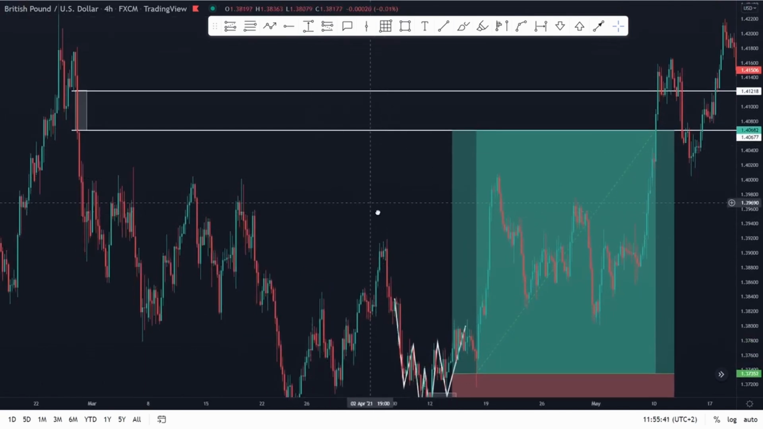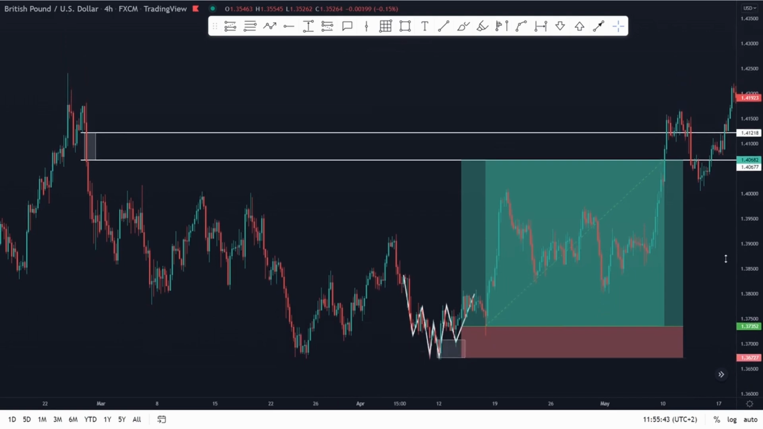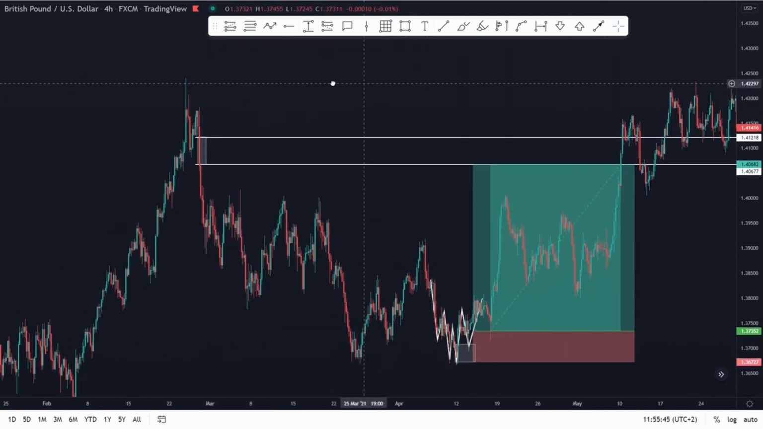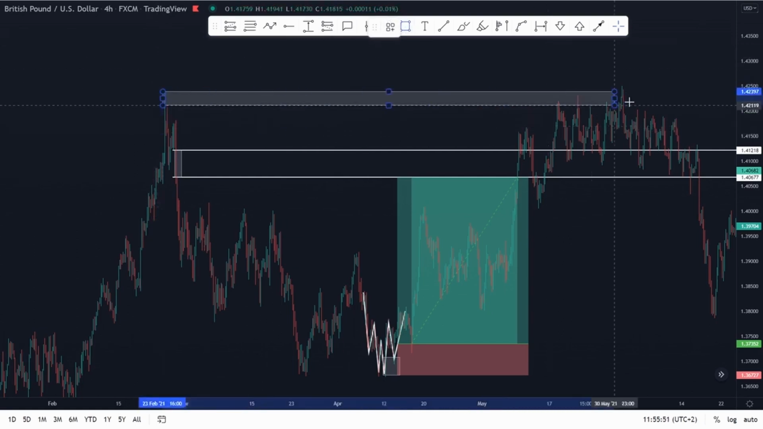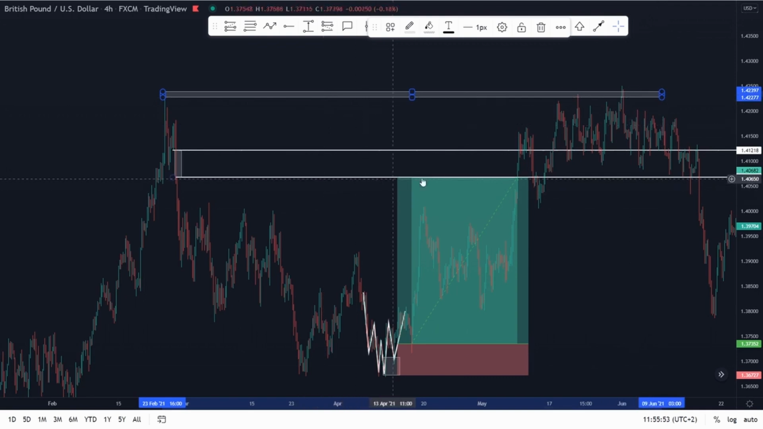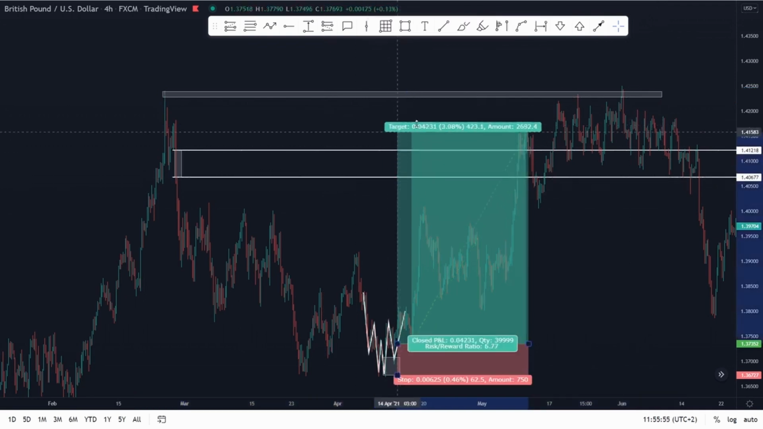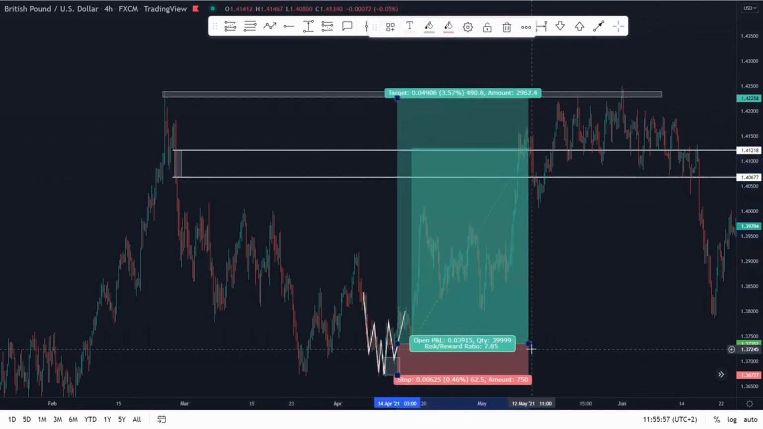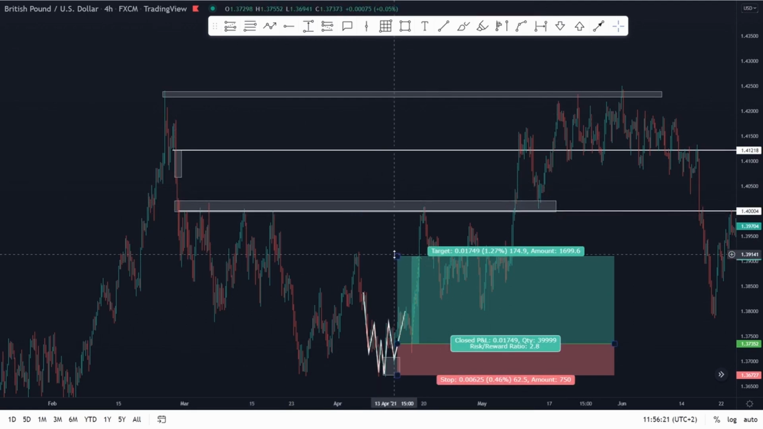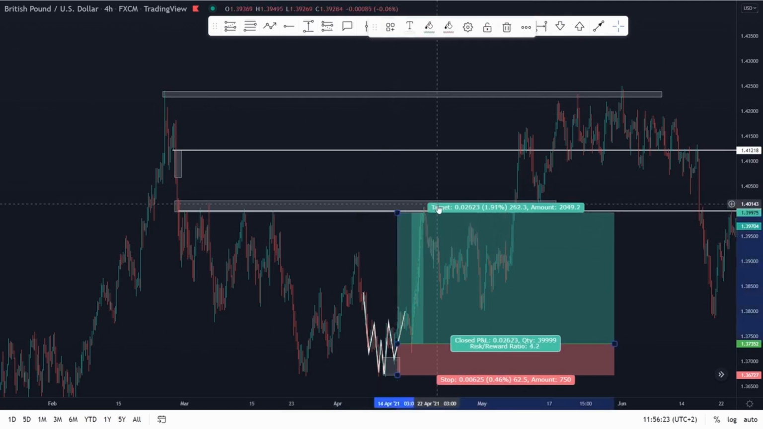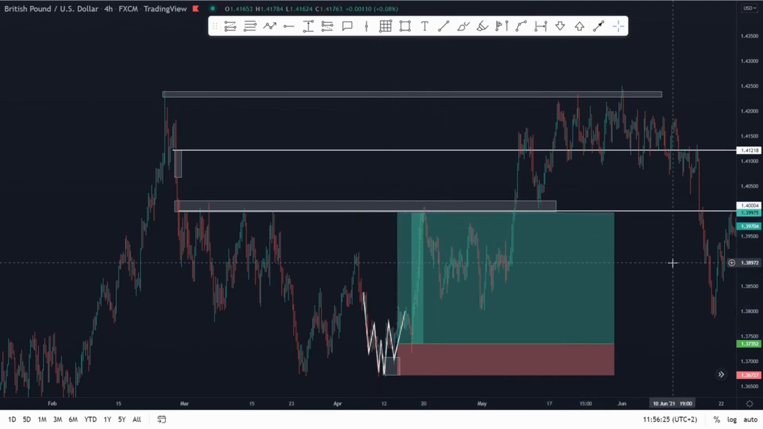But we can eventually use the previous highs and lows. From here, if the market is very bullish, we can use this area over here and target a huge move in the market. I mean, we can use our support and resistance. As you can see, it's still 1:4.